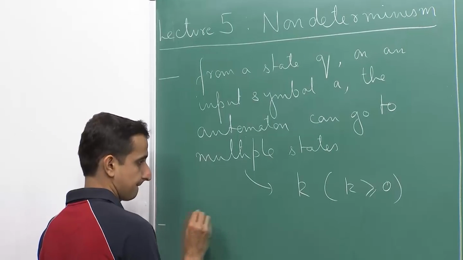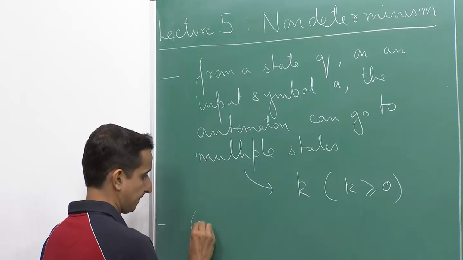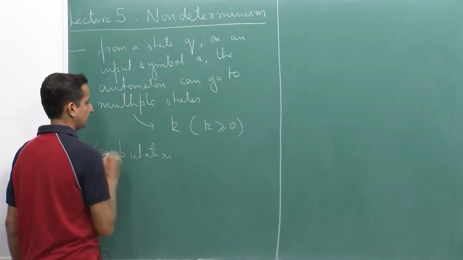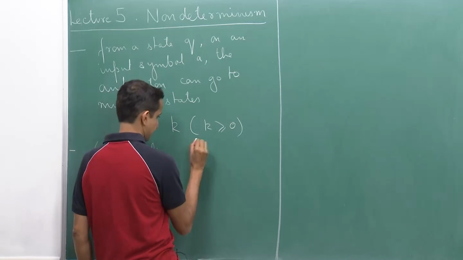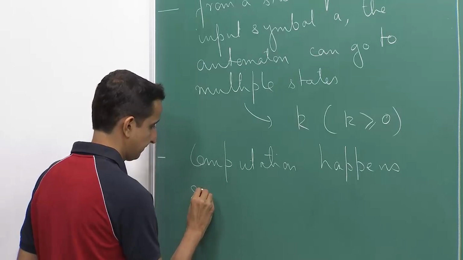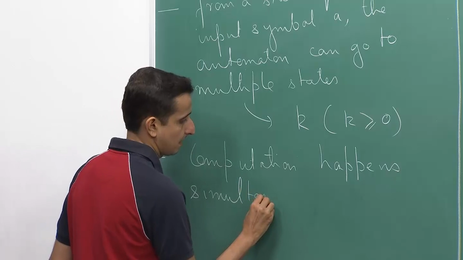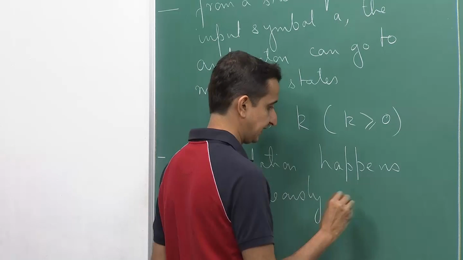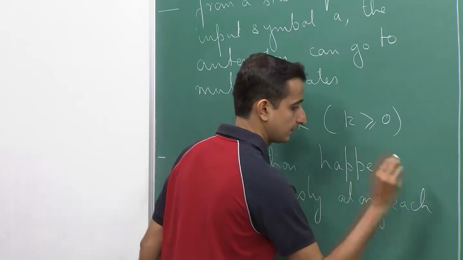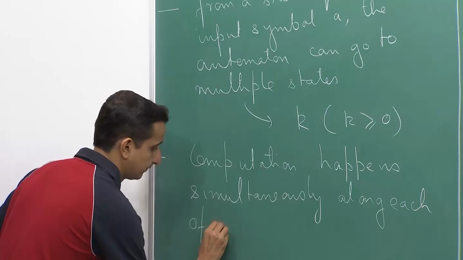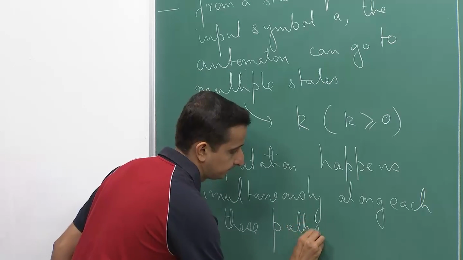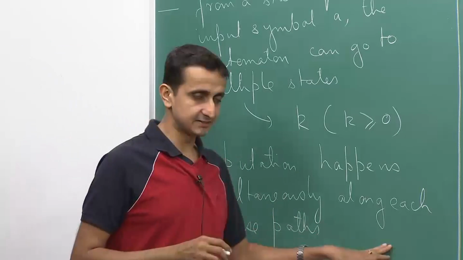So, computation happens simultaneously along each of these paths. Okay. So, now let us try to understand what we mean here.